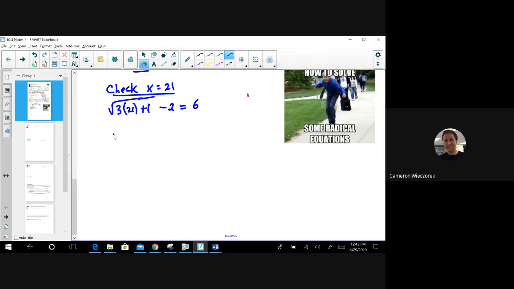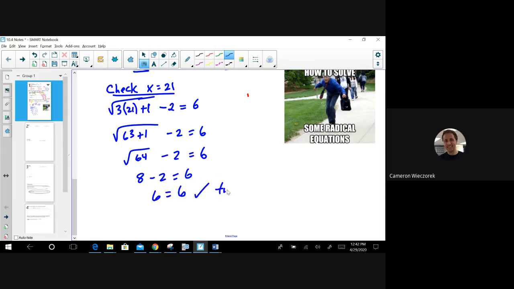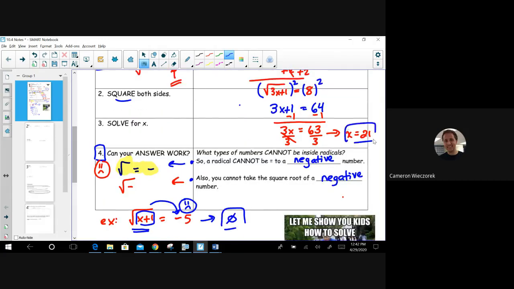So this turns into 63 plus 1, which is 64. And the square root of 64 is 8. Does 8 minus 2 equal 6? 8 minus 2 is 6. 6 equals 6. True statement means that 21 is a solution. I'm just going to circle that and box it.